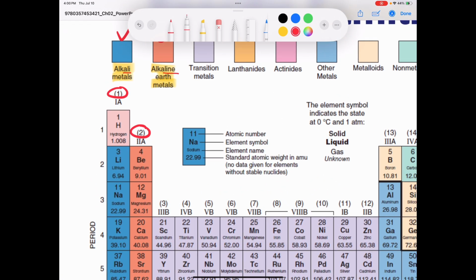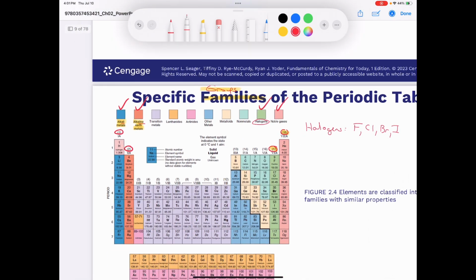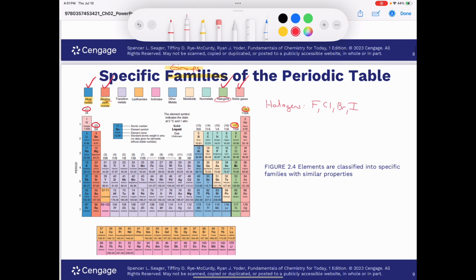They said the element symbol indicates the state at 0 degrees Celsius and 1 atmosphere. So we can see here sodium has an atomic number of 11. We'll get into that later on. It has a symbol of Na. That comes from natrium, which I think is Greek, maybe. Anyhow, then you have the name sodium, and then you have the standard atomic weight. And we're going to get into that a little bit later on. But before we do that, let's try solving a problem that just involves identifying some elements in our periodic table.